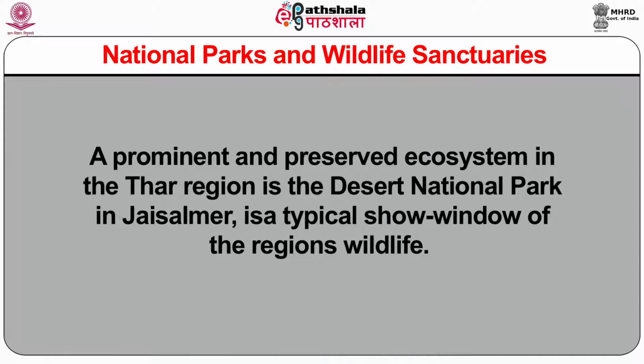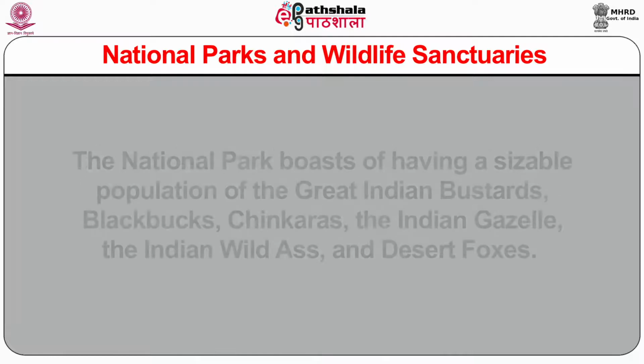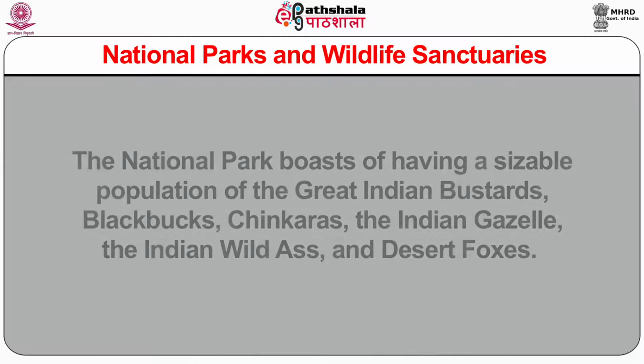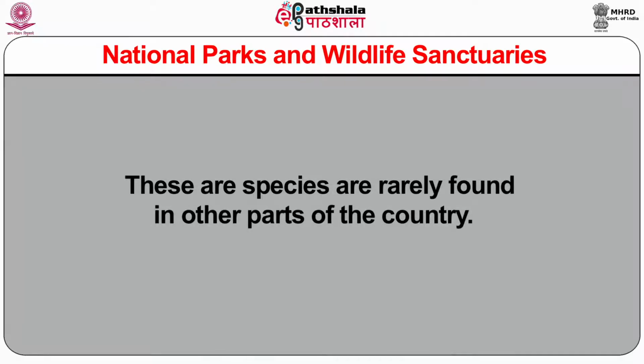ecosystem in the Thar region is the Desert National Park in Jaisalmer, a typical show window of the region's wildlife. The national park boasts a sizable population of the great Indian bustards, blackbucks, chinkaras, the Indian gazelle, the Indian wild ass, and desert foxes. These are species rarely found in other parts of the country.